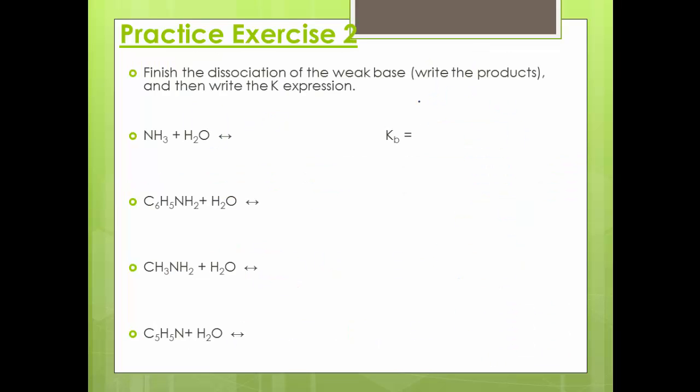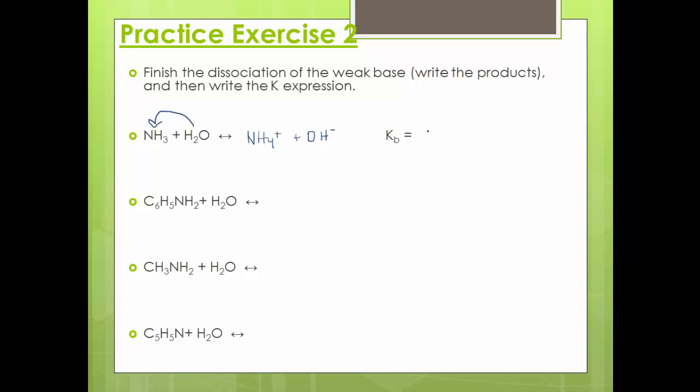Now we're going to do the same thing for bases. So we're going to finish the dissociation and then write the K expression. So bases gain a hydrogen from water. So all of these, we have to show water in the equation over here. They're not going to go in the K value, but we have to show the water because that's where the base gets its hydrogen from. So we take a hydrogen, give it to the base. So this becomes NH4 plus, leaving behind OH minus.